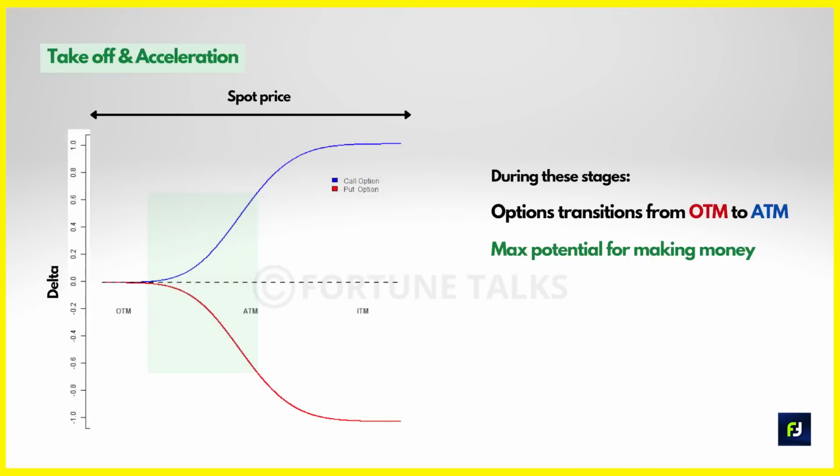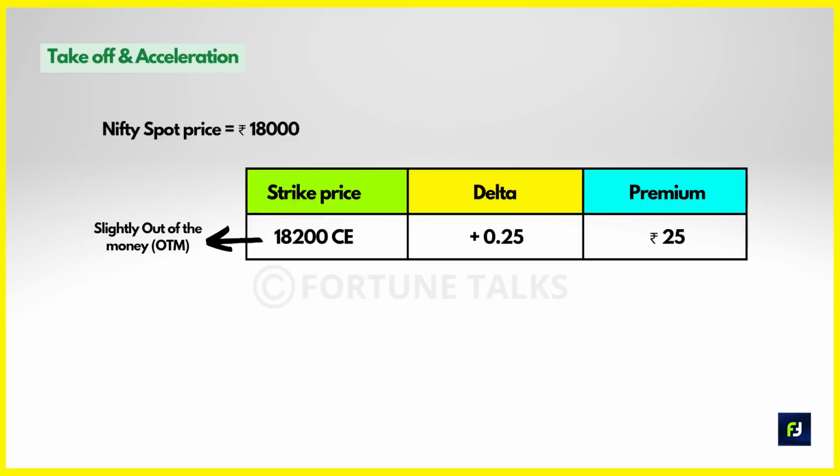Now the second and third phases are takeoff and acceleration. This is where the maximum potential for making money lies and therefore greater the risk. Now let me explain. Takeoff is a stage when an option transitions from out of the money to at the money. Consider that Nifty spot price is at 18,000 and the call option strike under consideration is the 18,200 call option, which is a slight out of the money option whose delta is close to 0.25 and the premium is rupees 25.